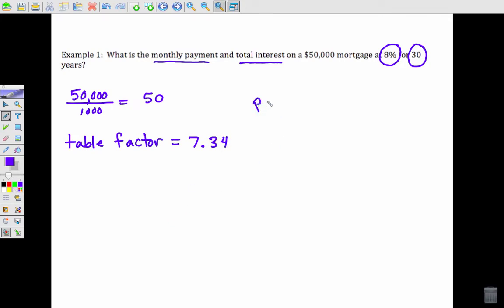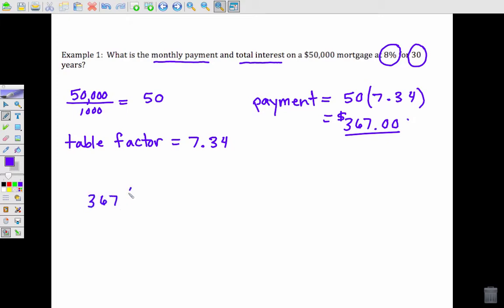All right, our monthly payment equals 50 times 7.34. That comes out to be $367 a month. There's our first answer. All right, now in order for me to find my interest, if I take $367 and multiply it by 30 years and 12 months in each year, this gives me how much I'm going to pay in the end on this mortgage.